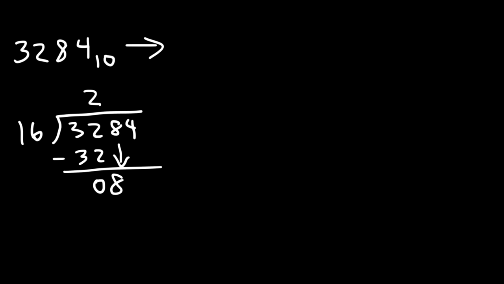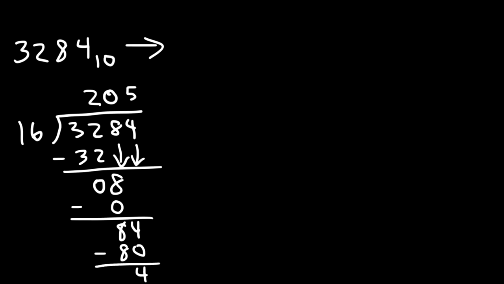Now how many times does 16 go into 8? 16 goes into 8 0 times. 16 times 0 is 0, and so we still get a difference of 8. So now we need to bring down the 4. How many times does 16 go into 84? 16 goes into 84 5 times. 16 times 5 is 80. And so we get a remainder of 4. So it's going to be 205, remainder 4.